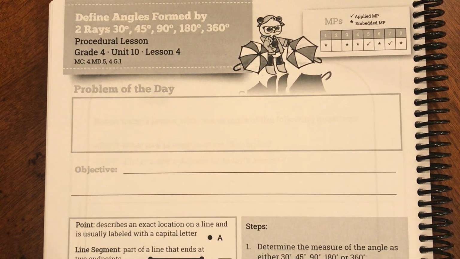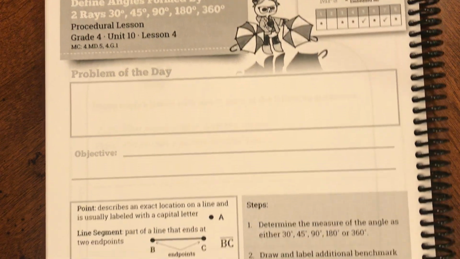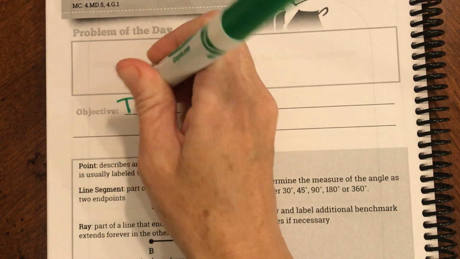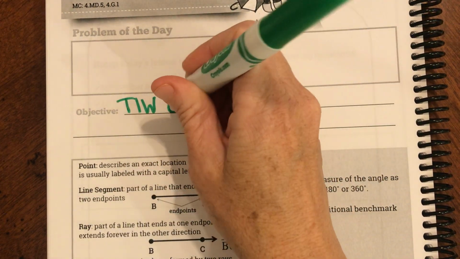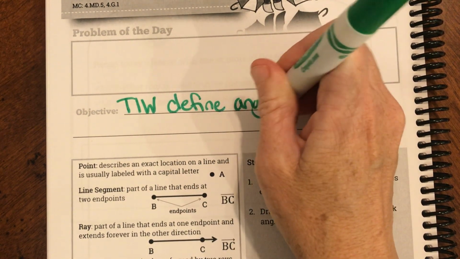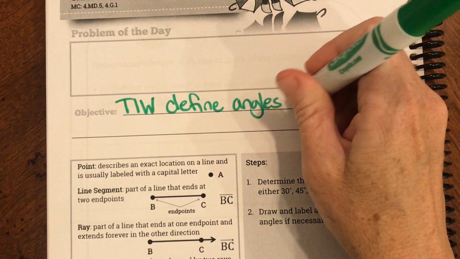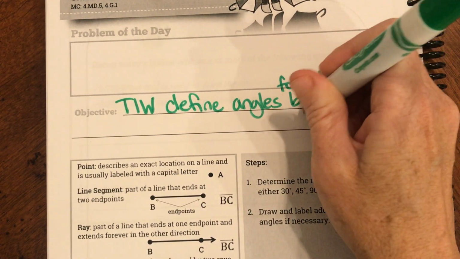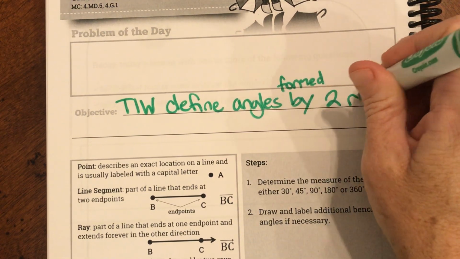We are going to be continuing with what we started yesterday. So our objective is going to be pretty much the same. Today I will define angles formed by two rays.